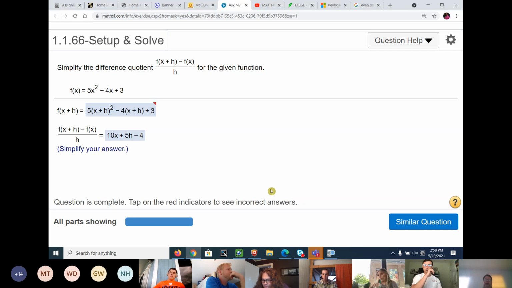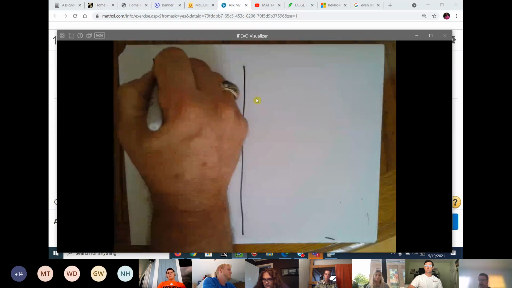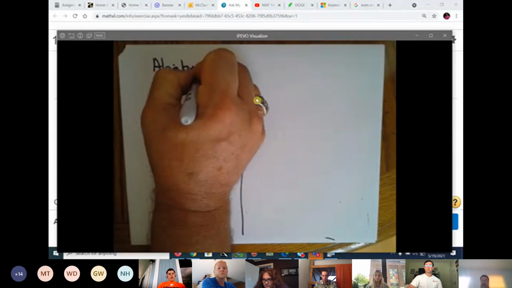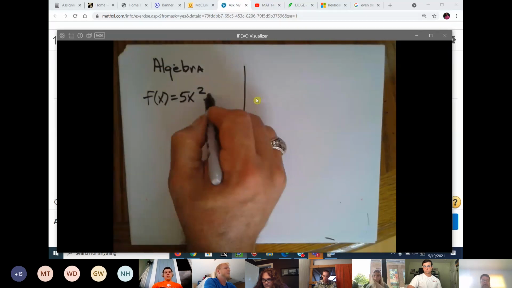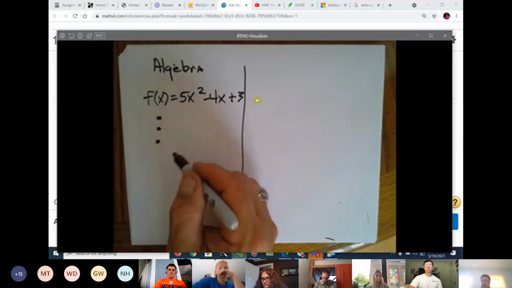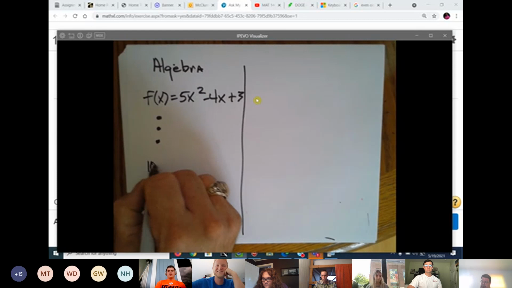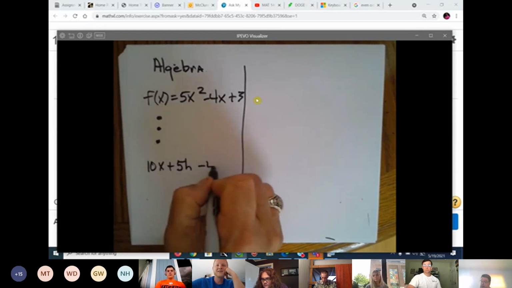Now, can I show y'all something off the record right quick? Remember me telling you that half of this was calculus? You don't have to write this down. This is just where we're going with this. We just did the algebra part of the calculus. We just did f of x is equal to 5x squared minus 4x plus 3. And I'll say like Dr. Harden, who was my calculus teacher. He grunted all the time. And we got 10x plus 5h minus 4.